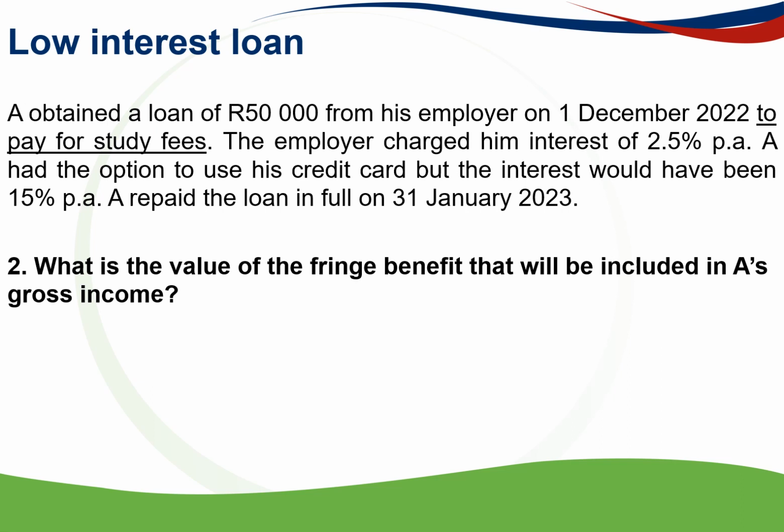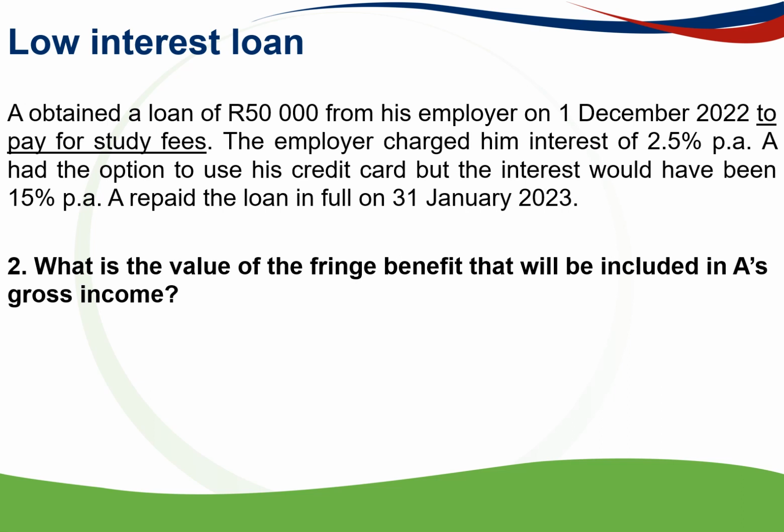Okay, in this example, A obtained a loan of 50,000 Rand from his employer on 1 December 2022 to pay for study fees, and the employer charged him interest at 2.5% per annum, and A could have used his credit card, but then the interest would have been 15% per annum. A repaid the loan in full on 31 January 2023. What is the value of the fringe benefit that will be included in A's gross income?